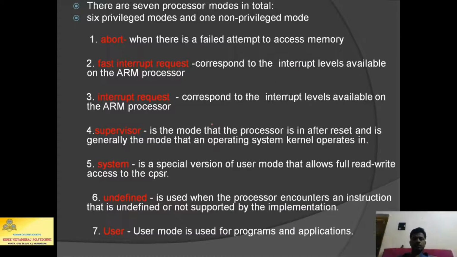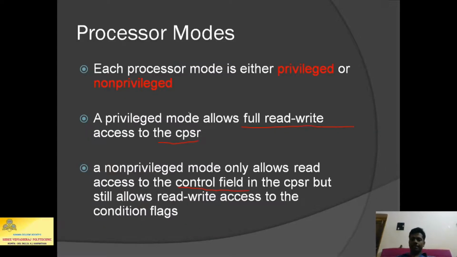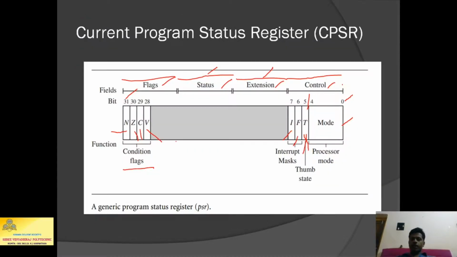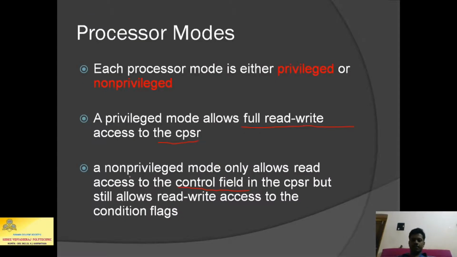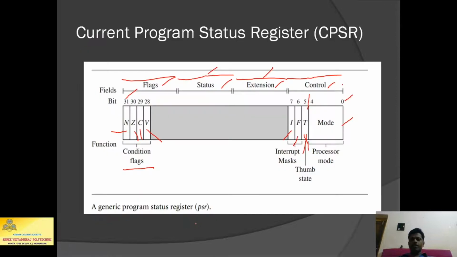Next slide. There are 7 processor modes in total, 6 privileged modes and 1 non-privileged mode. What do you mean by privileged mode? We have full access to read and write the CPSR. What is CPSR? Current program status register. And if the mode is non-privileged, then we are allowed to read the control bits and write the conditional flags. Where are the control bits and conditional flags? These are the control bits and these are the conditional flags.